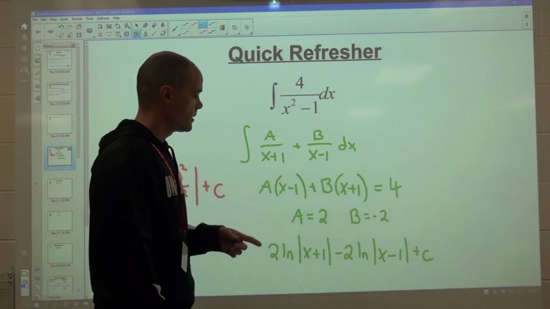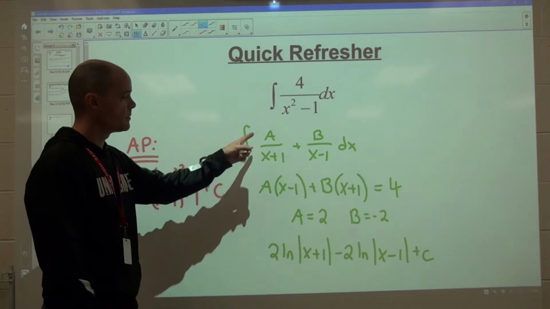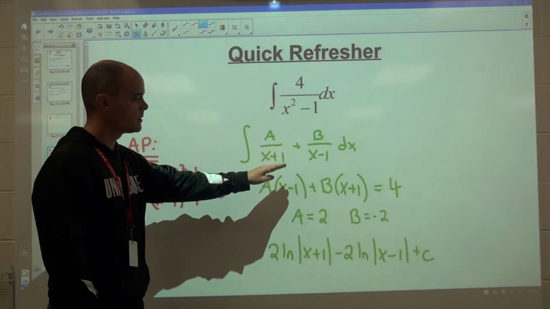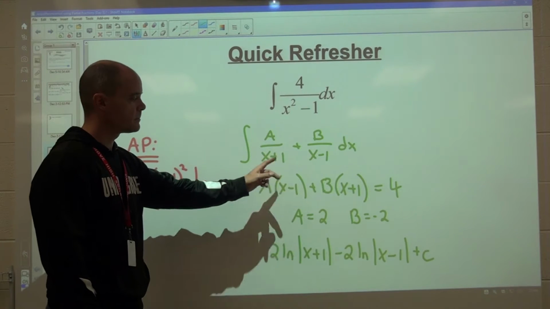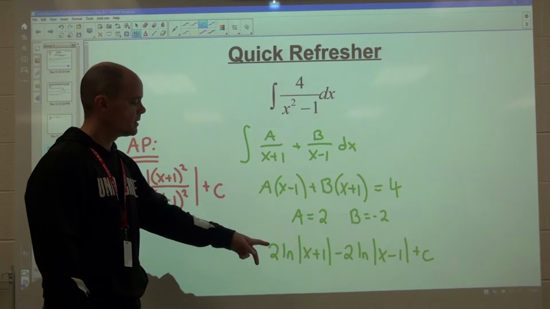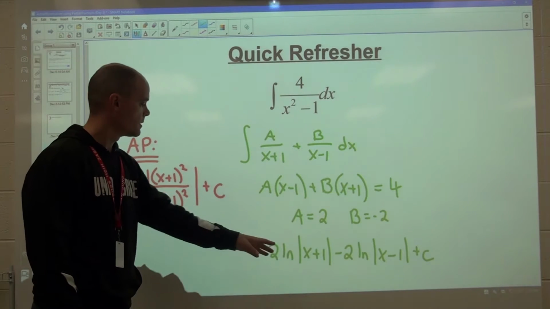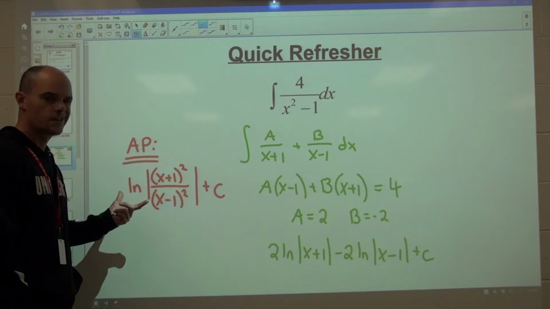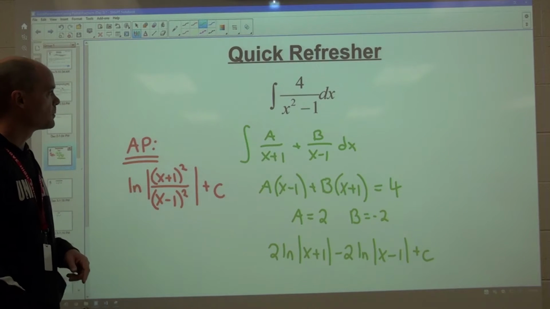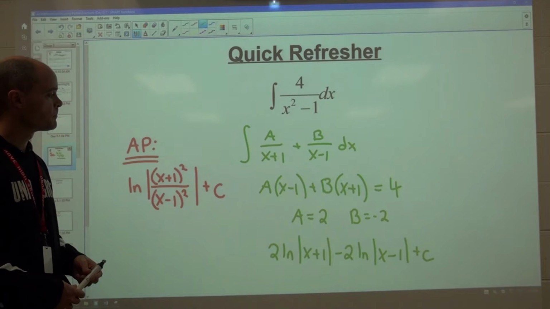Alright, so hopefully this is what you guys got. We can minimize our work now, 3 quick steps, doing a lot of the arithmetic in our head, hopefully. And then here's our simple answer. Here's the wonderful AP answer when they decide to dress it up a little bit. There we go, with the property of logs.